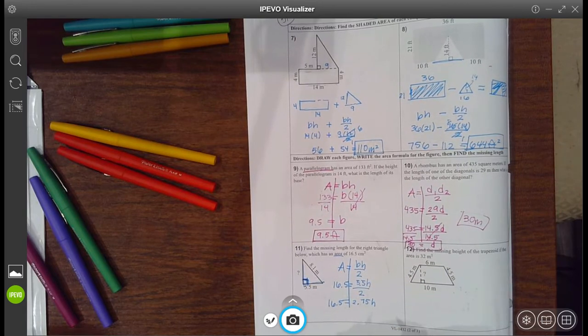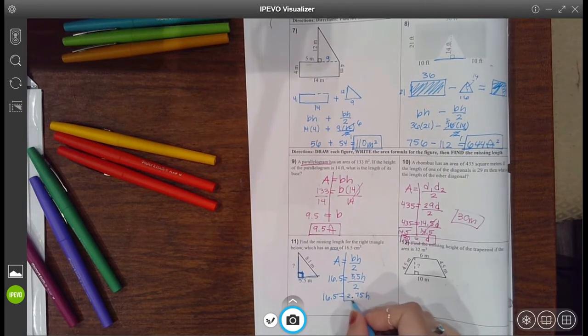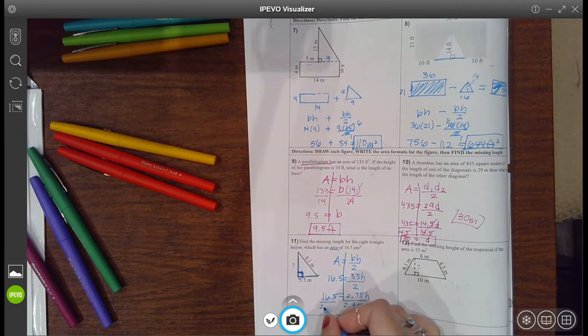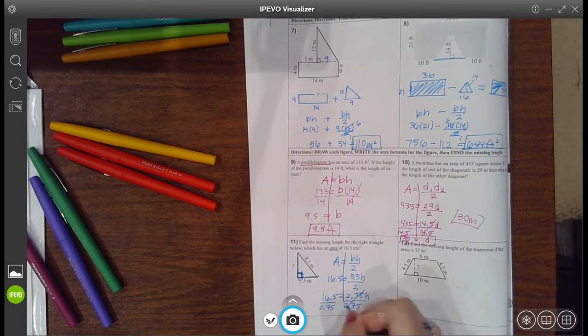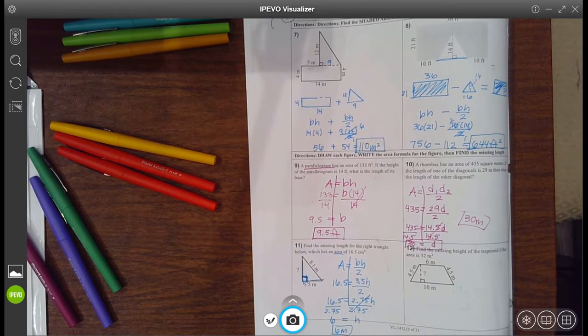So how do you get h by itself? Well, these are being multiplied, and the inverse of multiplying is to divide. So I'm going to divide both sides by 2.75. Those cancel. You get just h equals 16.5 divided by 2.75 is 6. So it's 6 meters for your height.